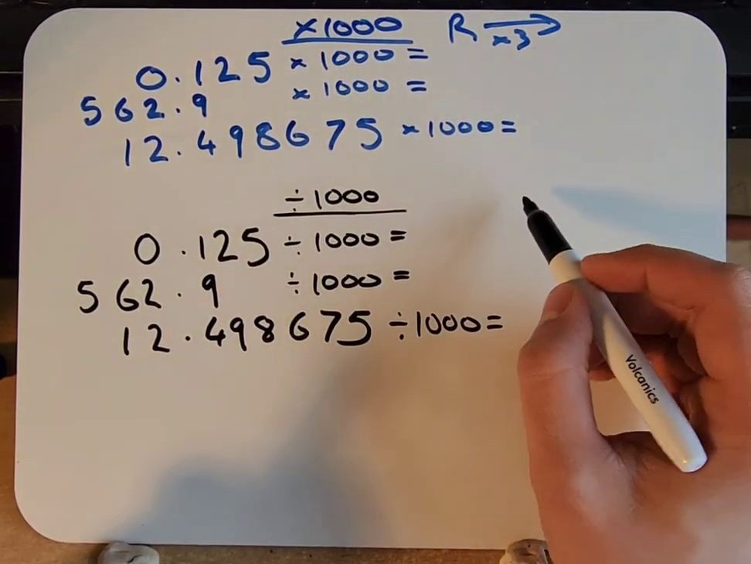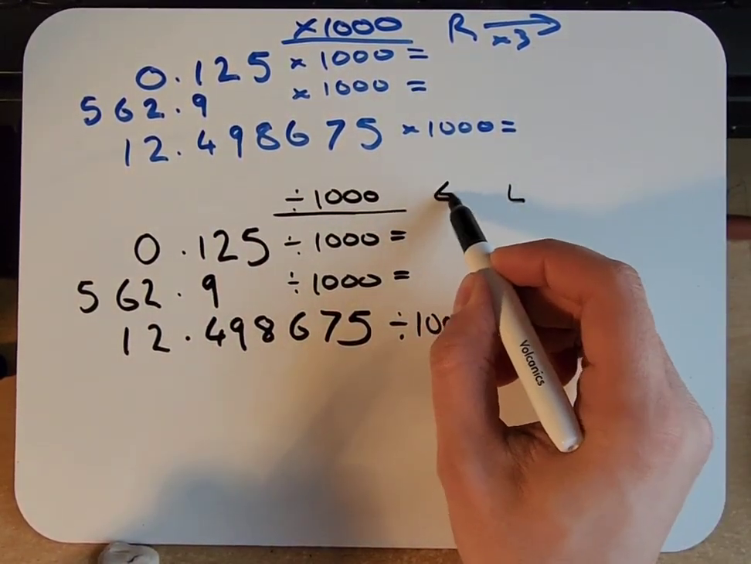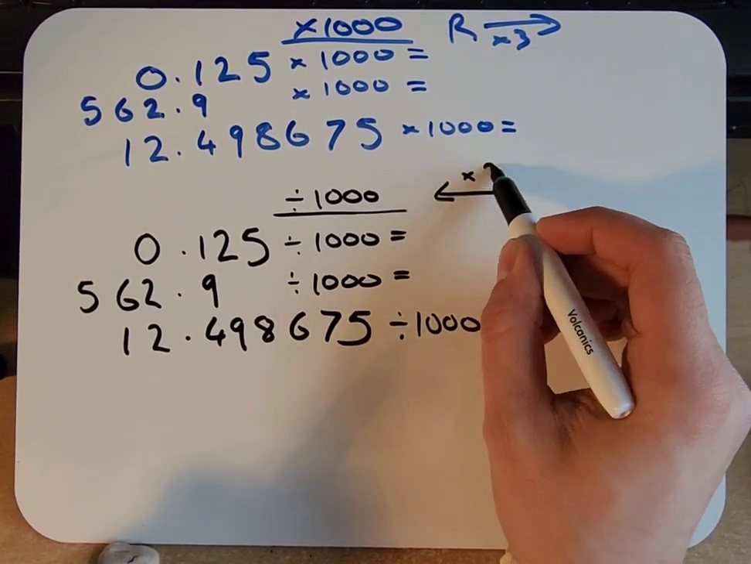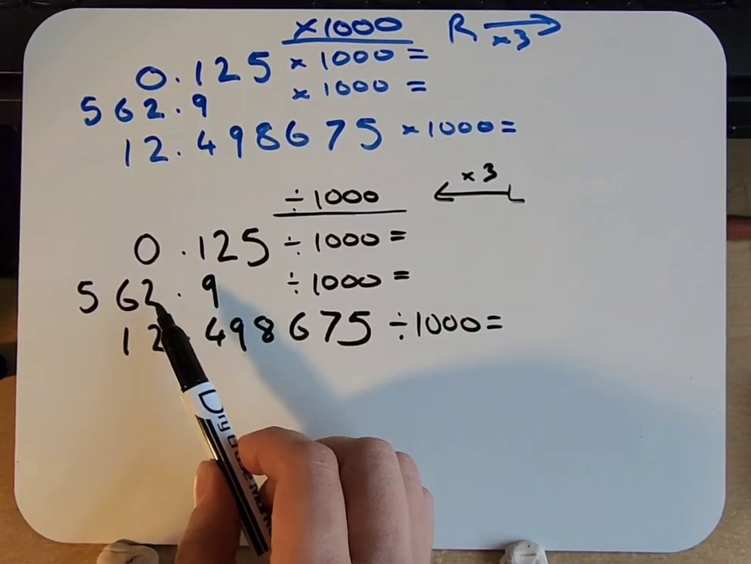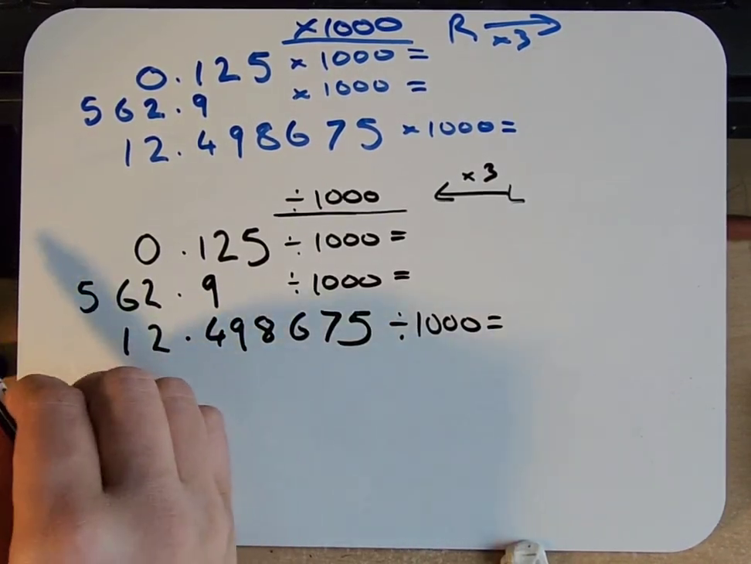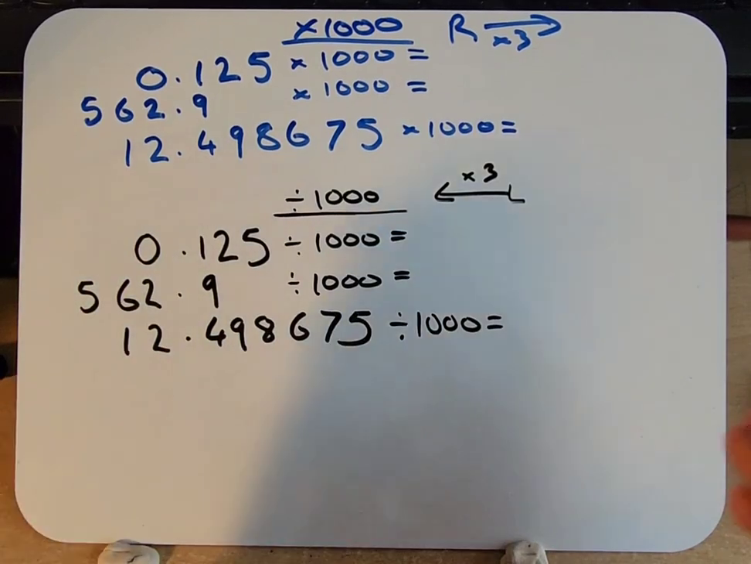And here you're going to want to move to the left. How many times? 3 times, okay? And here you might want to think about it as the decimal is trying to get to the front of the number and push everything this way so it's as small as possible. Okay, have a go. I'll pause this video now.